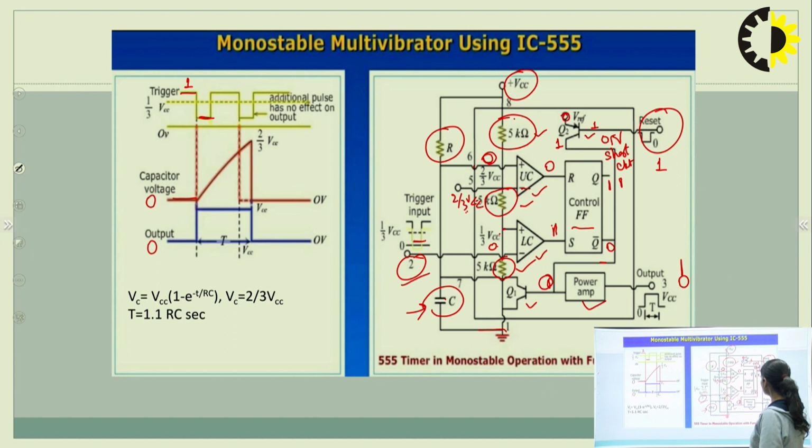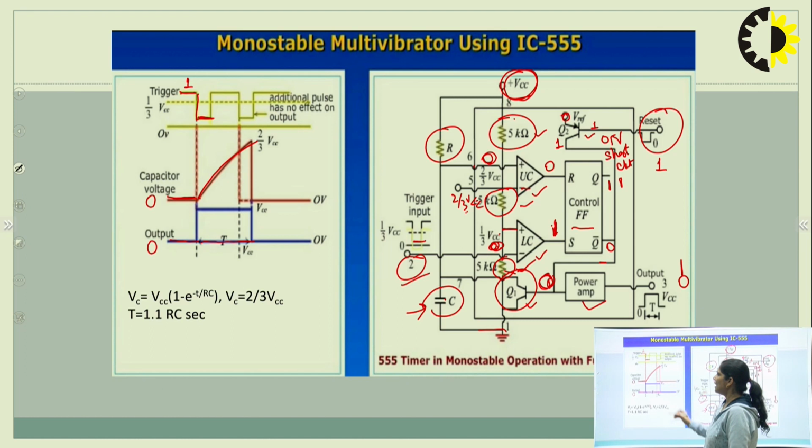Okay. This happens only when you are giving the triggering input, meaning one terminal of the lower comparator is 0 and the positive terminal is high, then only set is high. So initially your capacitor voltage is 0, the output is 0, and triggering is high. When you give triggering 0 at the inverting terminal of this lower comparator and compare with the positive terminal, the output is high, so set is high and the output is high, and the capacitor starts charging, because Q1 is off and does not connect to this capacitor. The capacitor is connected to VCC, so it starts charging up to the point where you get 2/3 VCC.